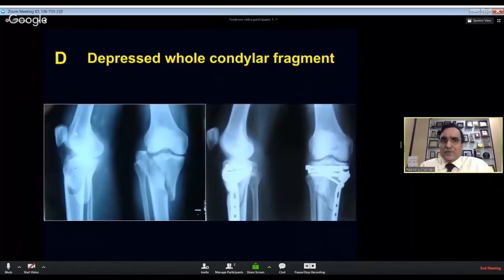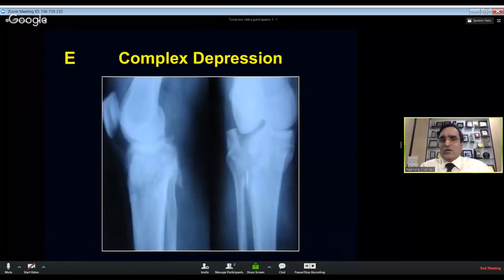The fourth major type is a depressed whole condylar fragment. Here, the whole condyle gets depressed, and it is easy to elevate because you don't have to insert a punch here. This can be done by the condylar clamps, and you need two condylar clamps for this type. And the last one is the complex depression, where the mechanism of injury is really complex, and you need all these skills to get back function for this knee.